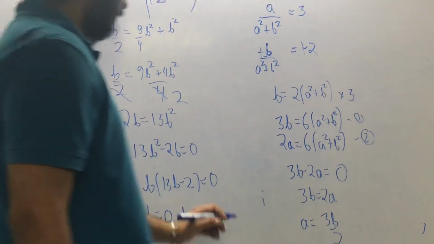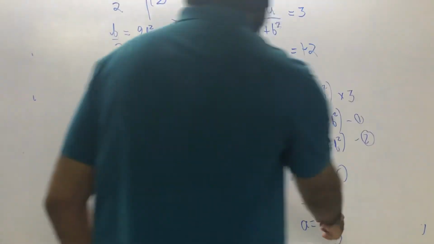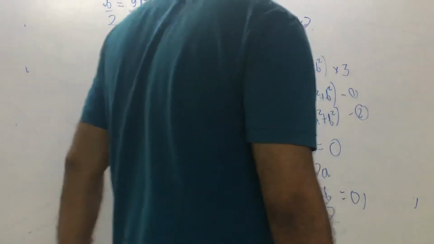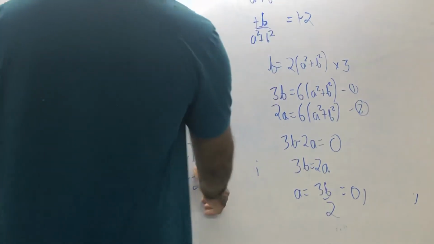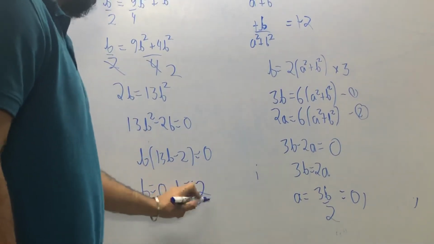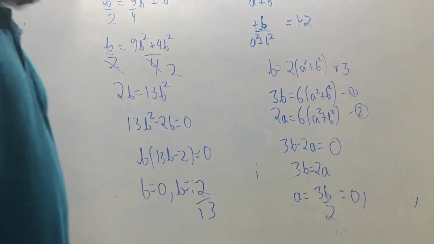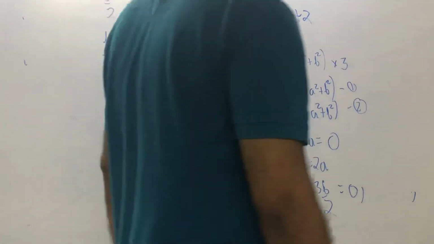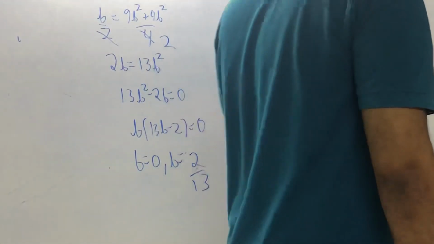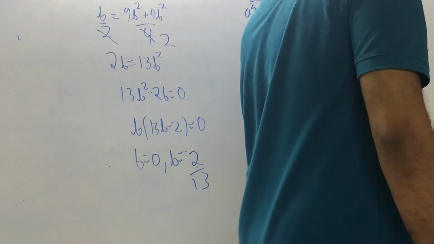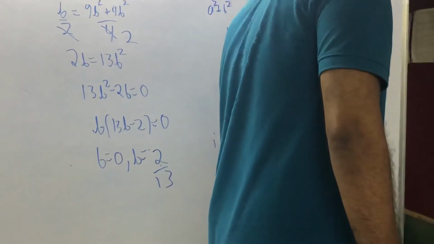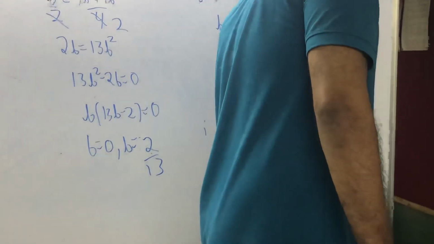So what will be the value of a? Just substitute the value of b in this one. So b will be what? 0 or 2 by 13. And what will be the value of a? A will be 3 by 2 into 2 by 13. You can say a will be how much? 3 by 13.